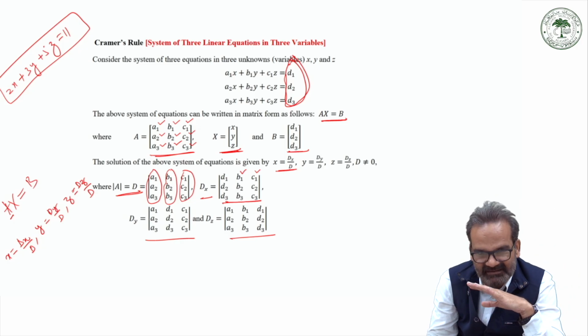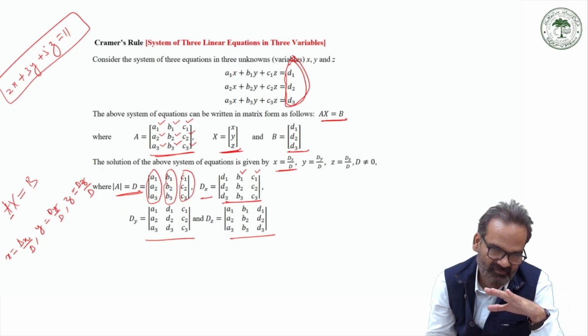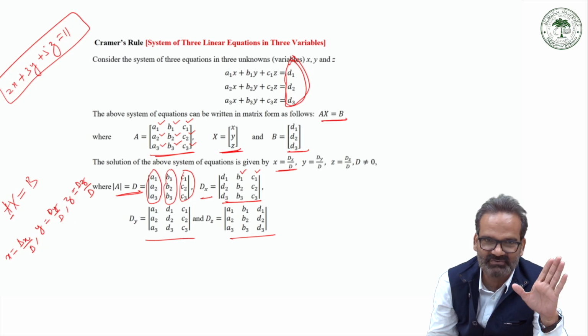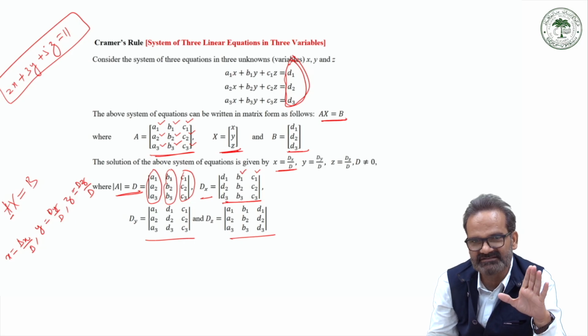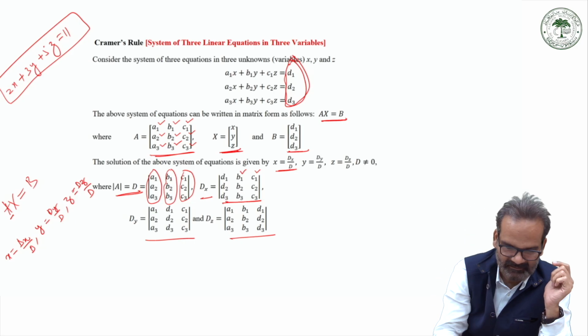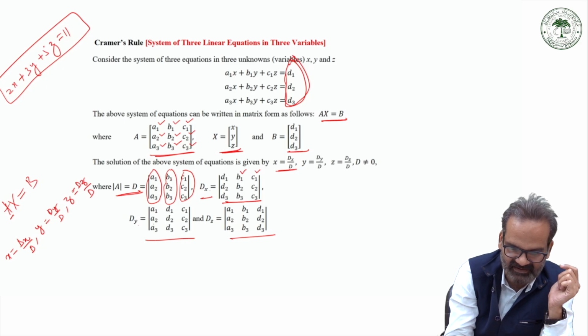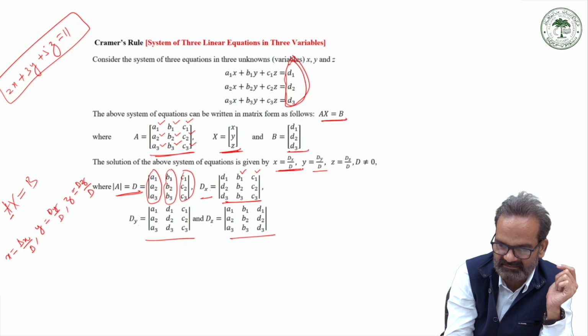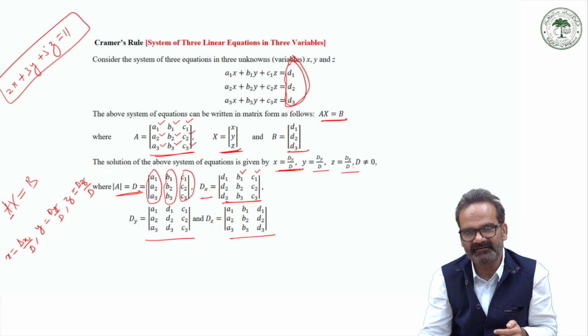So we have used the verbatim approach as we used in the case of two equations, and then D is there, Dx is there, Dy is there, Dz is there. Put the values to find the values of x, y and z, right?